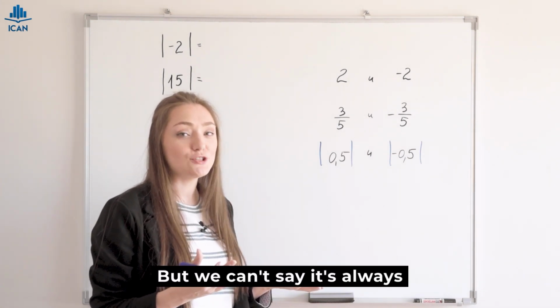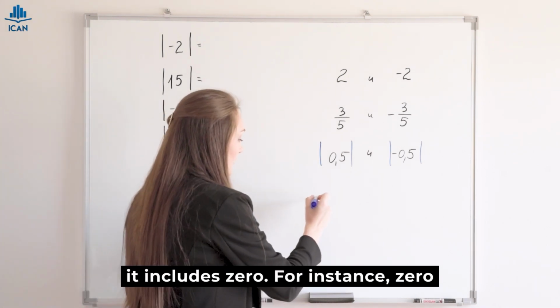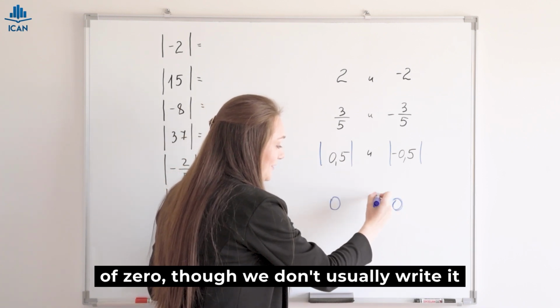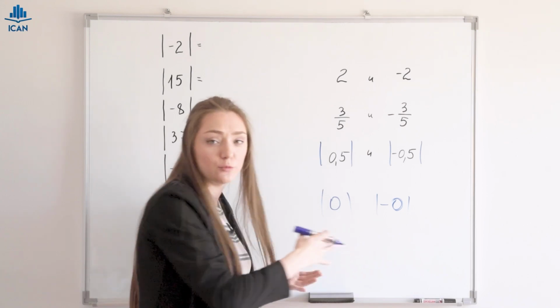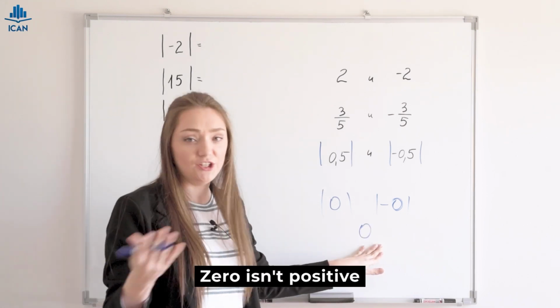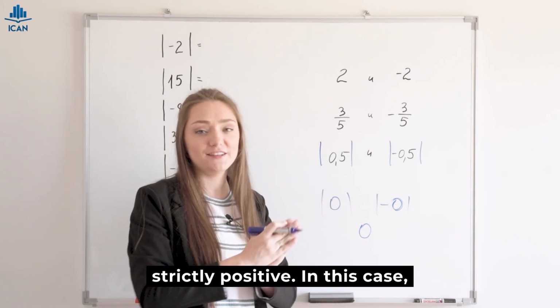But we can't say it's always positive. Why not? Because it includes 0. For instance, 0 and -0 have a modulus of 0, though we don't usually write it that way. 0 isn't positive or negative, so the modulus is always non-negative, not strictly positive.